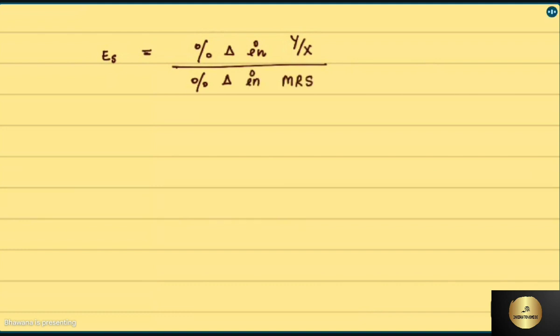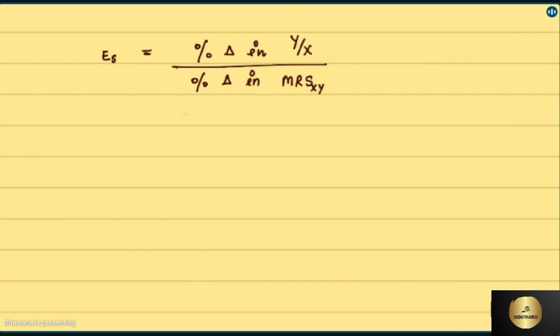First, what is elasticity of substitution? ES, in short. It is the ratio of the percentage change in the ratio of good y to good x, divided by the percentage change in MRS. So it is the ratio of the percentage change in y to x with the percentage change in MRS xy. We look at the ratio of good x to good y as a result of a change in the marginal rate of substitution between good x and good y.